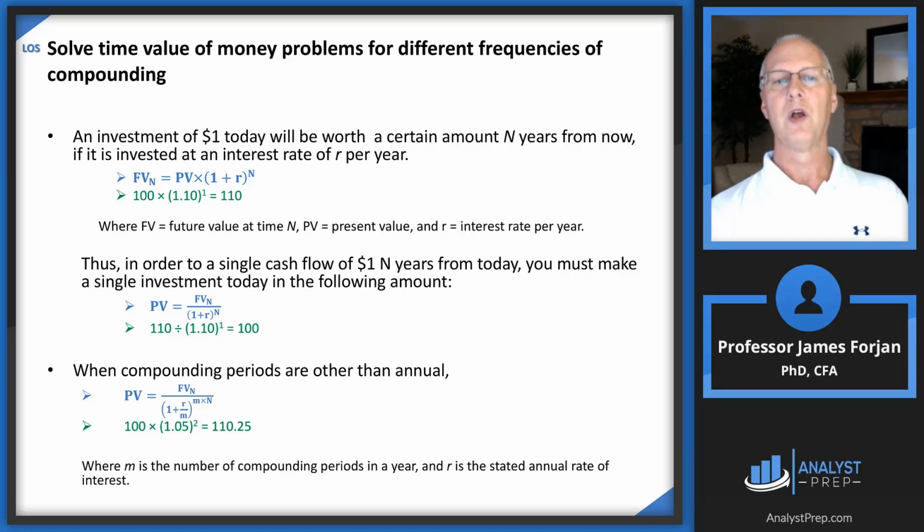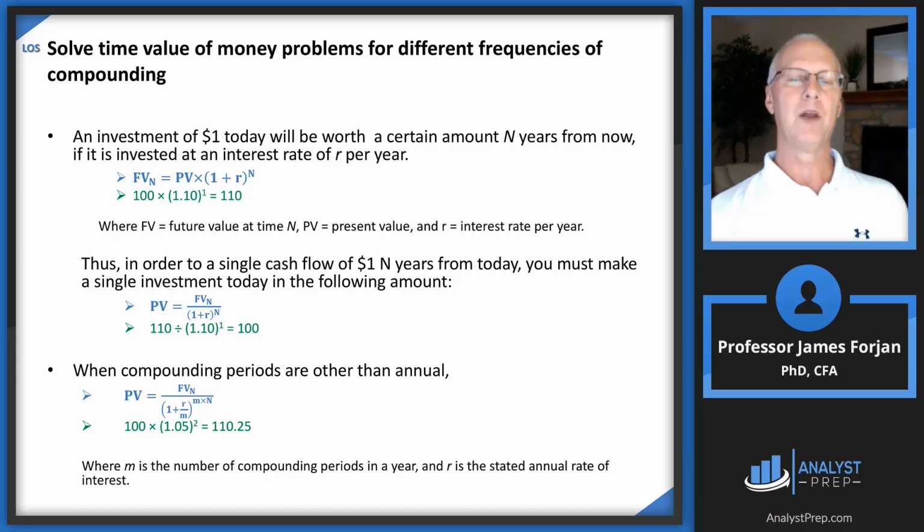Suppose interest were compounded semi-annually. What we do is cut the interest rate in half, so it's 5%, so we have 1.05, and then we double the number of time periods because there are 2 six-month time periods within a year. So we have $100 times 1.05 squared, and we get $110.25. So you see the beauty of compounding.